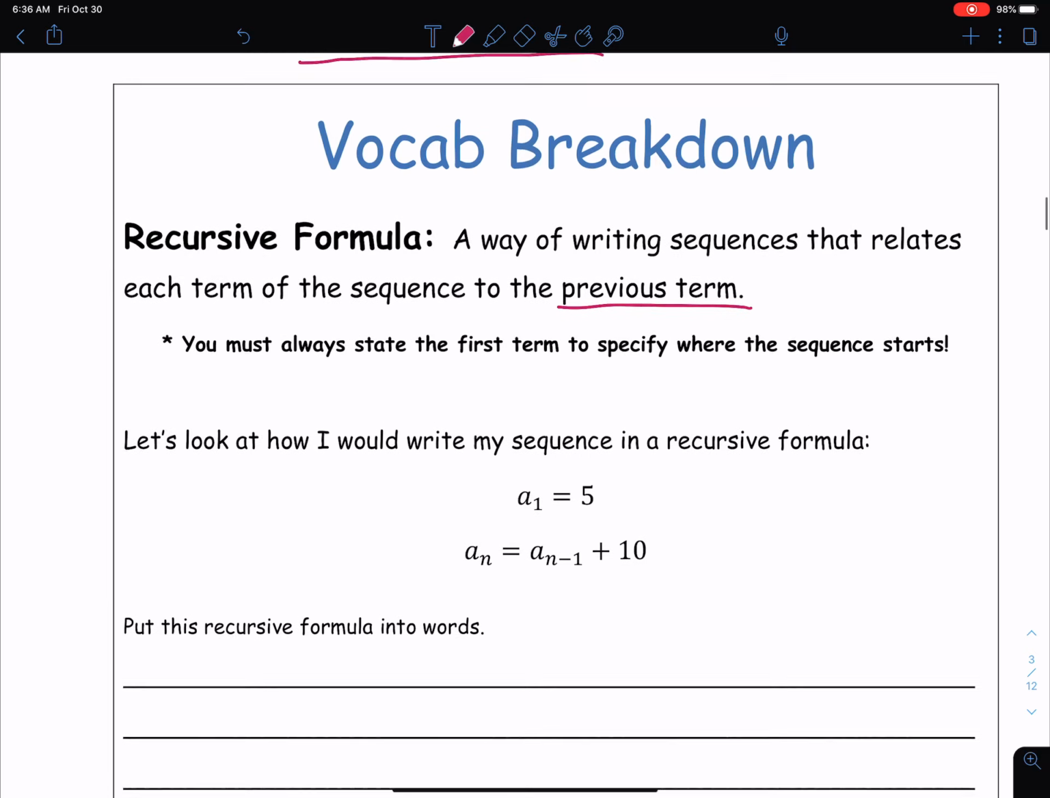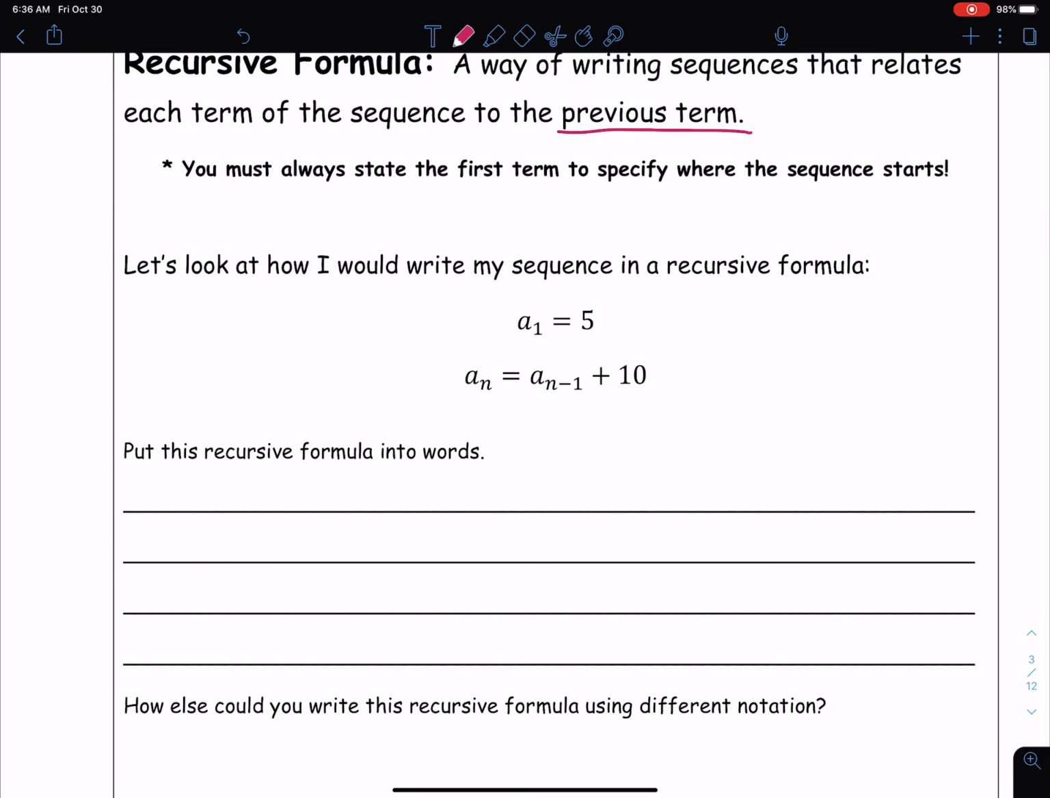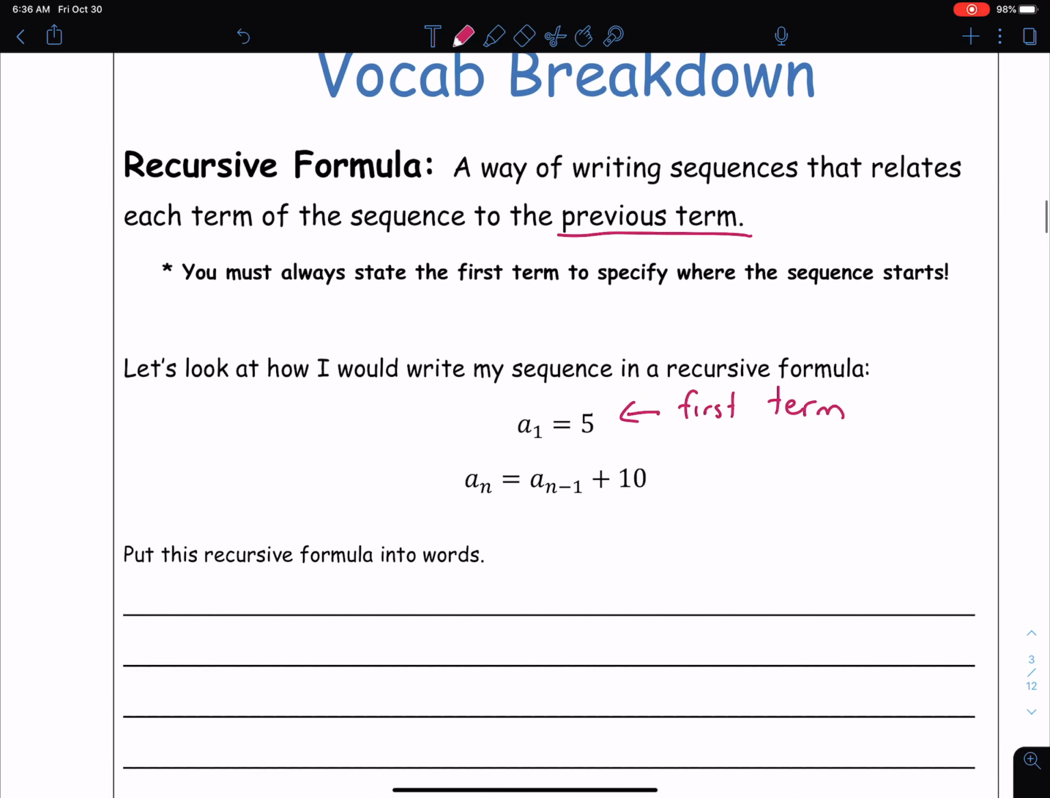So let's look at how I would write my sequence in a recursive formula. Notice we state the first term. You always have to make sure you state the first term. And then this is the rule that's happening. So here's the rule. It says AN. So AN, you can think about that as the term we are looking for, the current term or term we are finding.